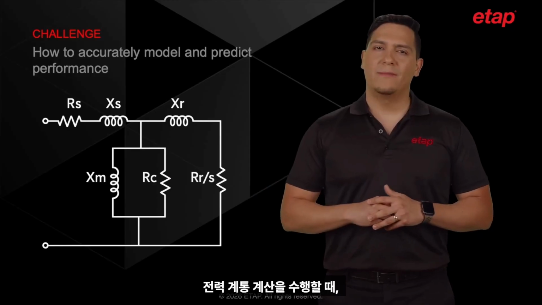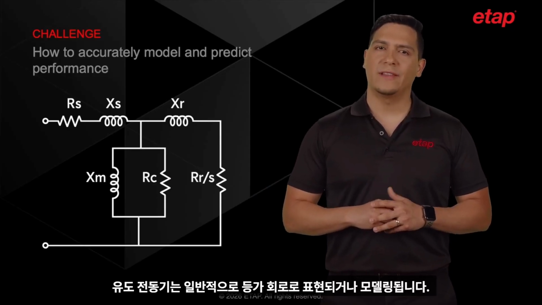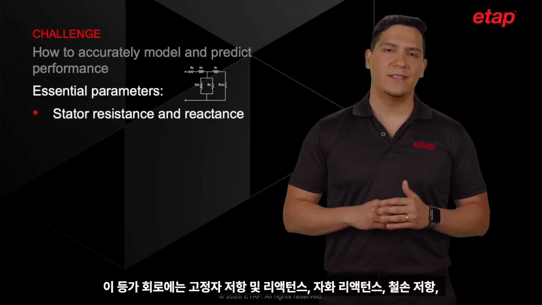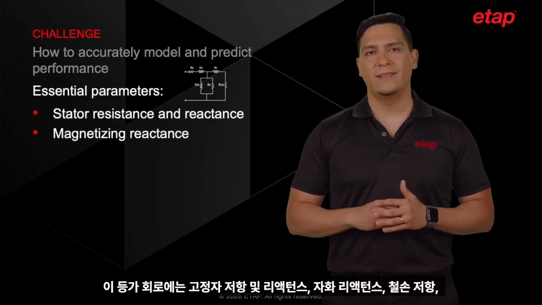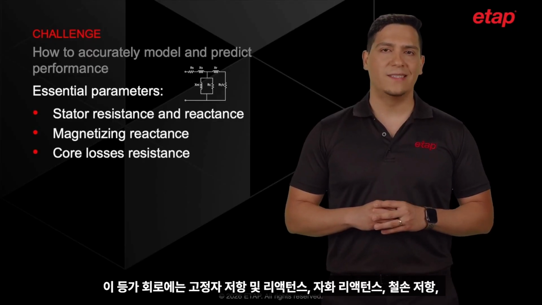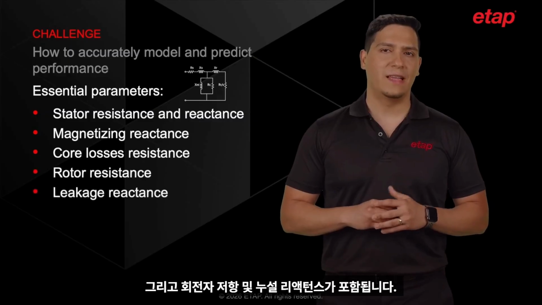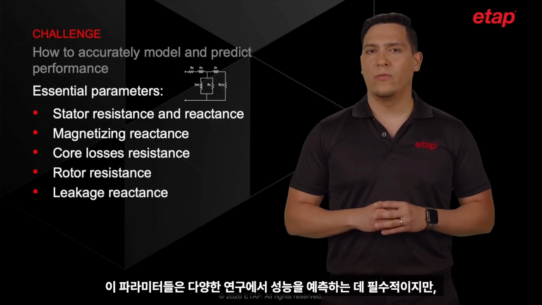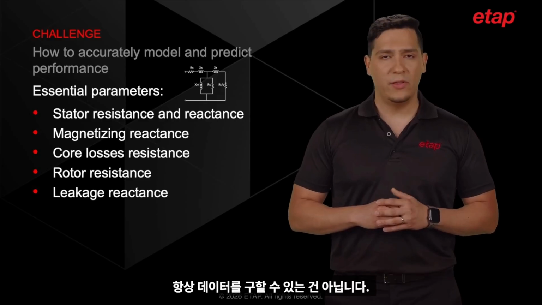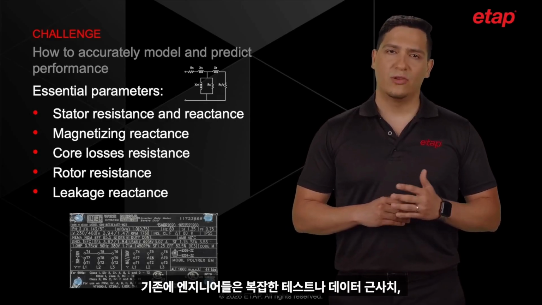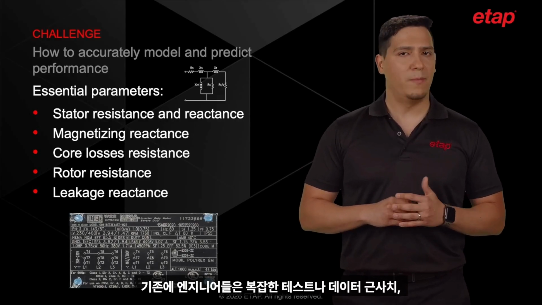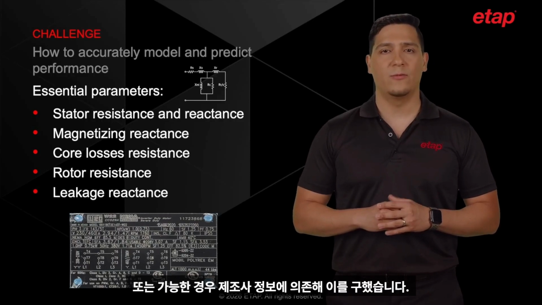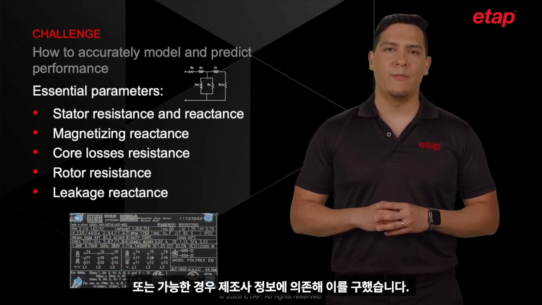When it comes to power system calculations, induction motors are typically represented or modeled by an equivalent circuit that includes stator resistance and reactance, magnetizing reactance, core losses resistance, and rotor resistance and leakage reactance. These parameters are essential for predicting motor performance for different types of studies, but they're not always available. Traditionally, engineers rely on complex tests, typical data approximations, or manufacturer information whenever available to obtain these parameters.